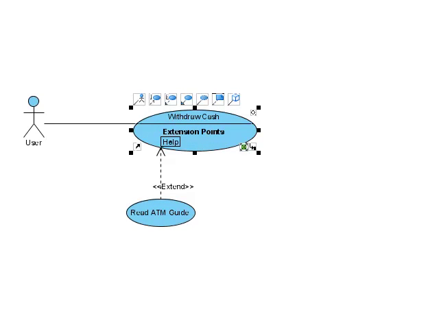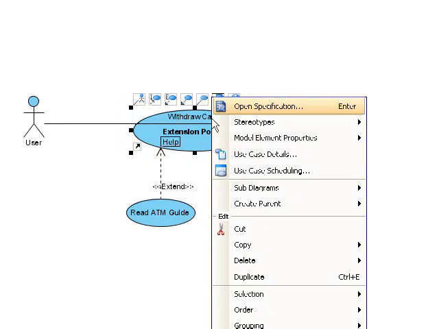A business use case treats a business process as a black box, and describes the process that is used by its business actors. We can set a use case as a business use case through its pop-up menu.